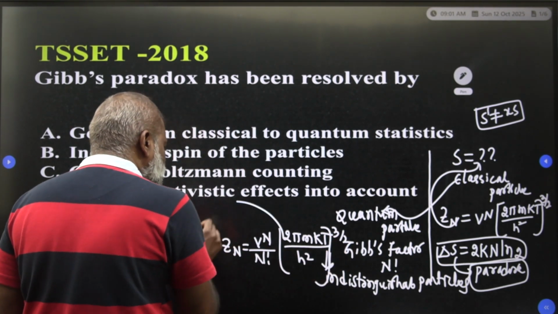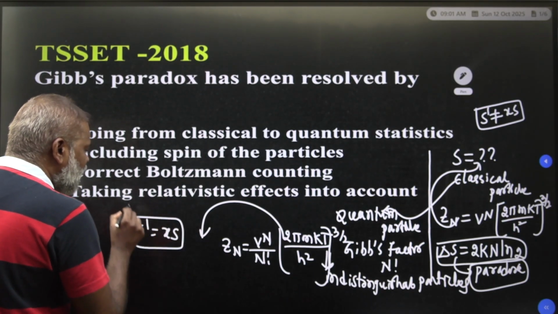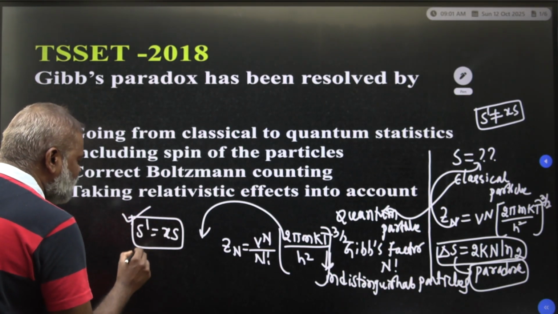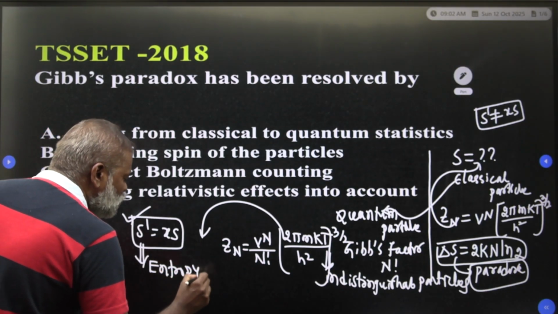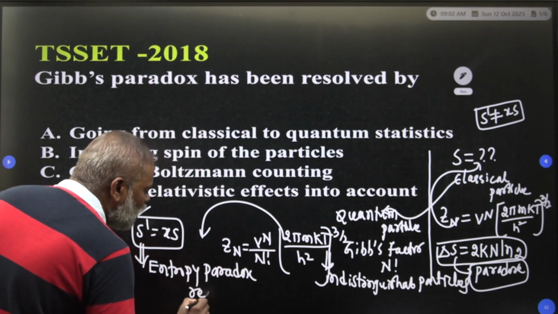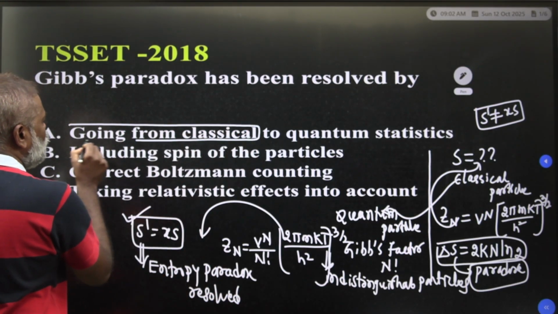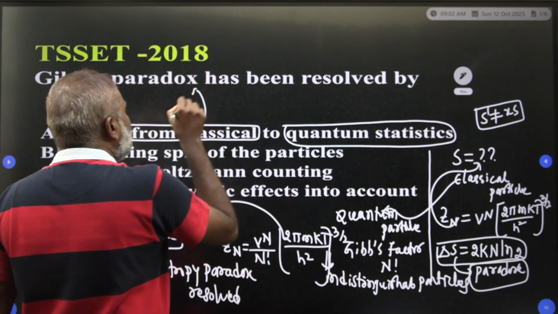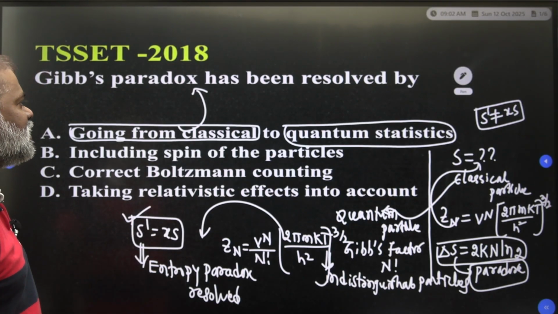Now you substitute and calculate S dash, you are going to get S dash is equal to 2S. At that time the entropy paradox is resolved. So how is it resolved? You are going from classical to quantum statistics, and only then is the entropy paradox resolved. So that's why this Gibbs paradox is resolved.